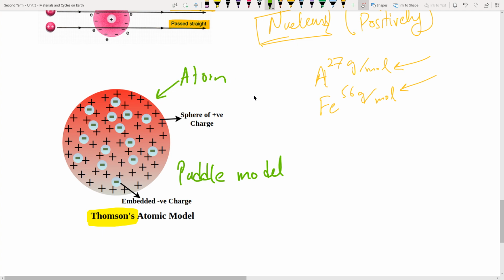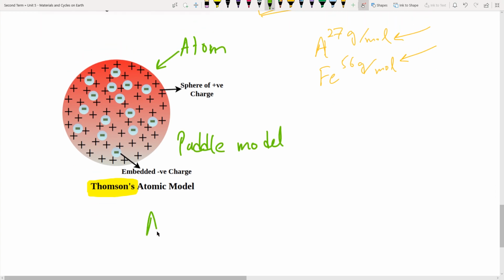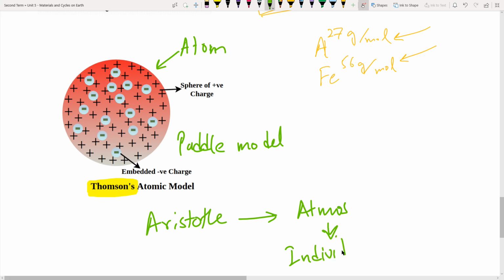And remember, the term atom came even before. It was given by Aristotle, right? And he gave the term atomos, right? That means indivisible. That means this is divisible, sorry.